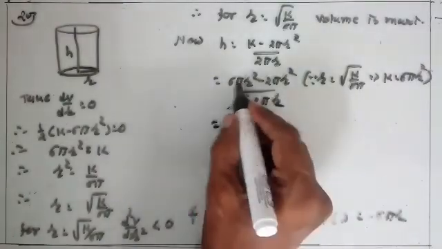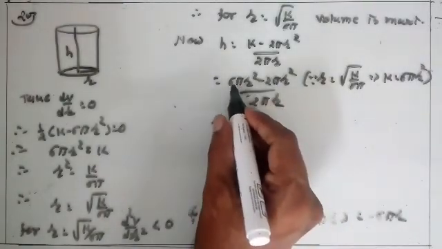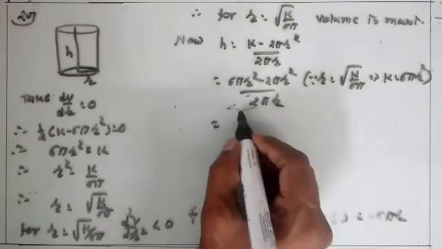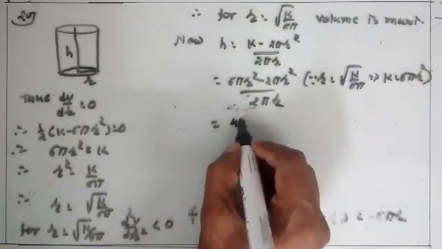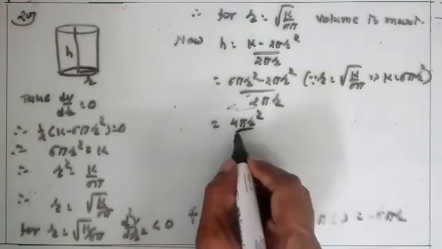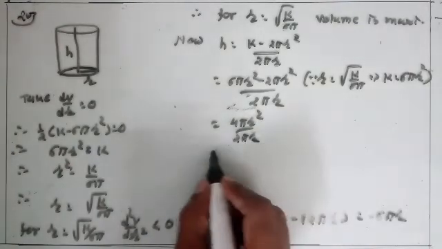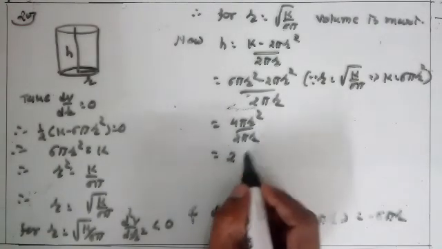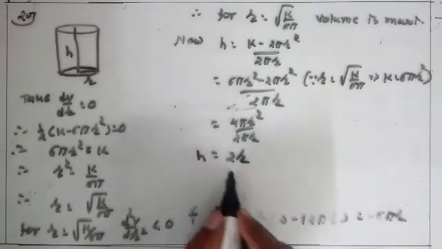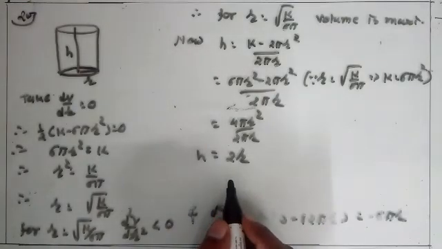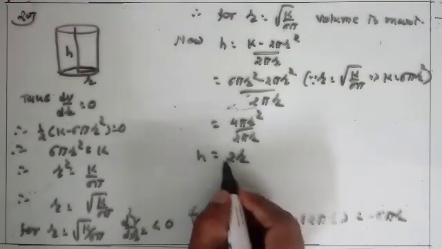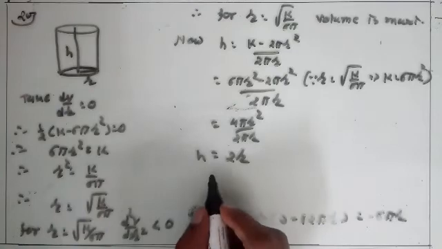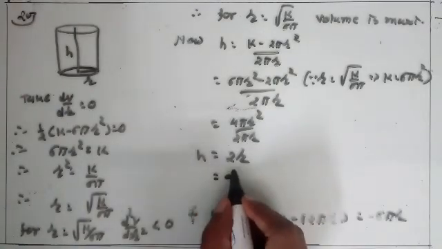So this becomes 6 pi r square minus 2 pi r square, which becomes 4 pi r square upon 2 pi r. So 2 pi cancels, one r cancels, giving 2r. So h is equal to 2r. Clear? So height is equal to twice the radius, which becomes diameter. So height is equal to diameter.